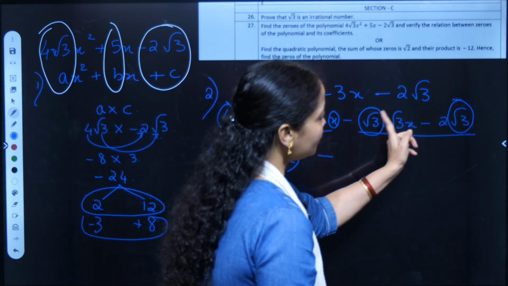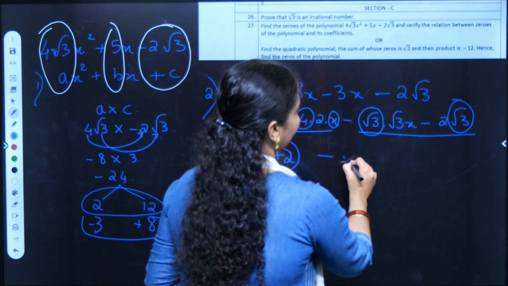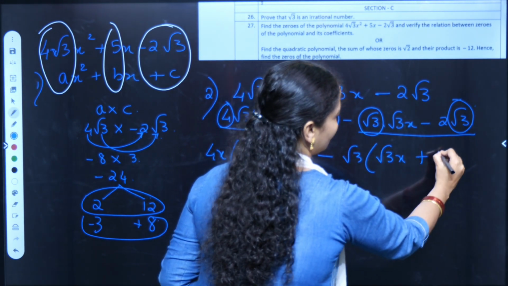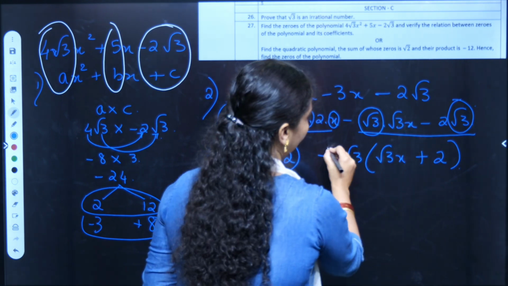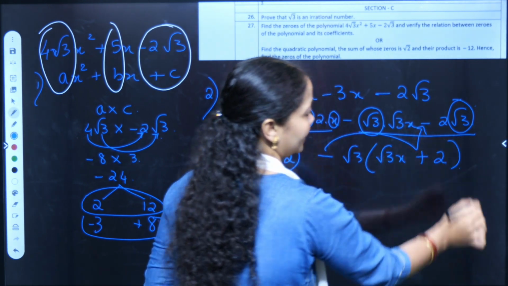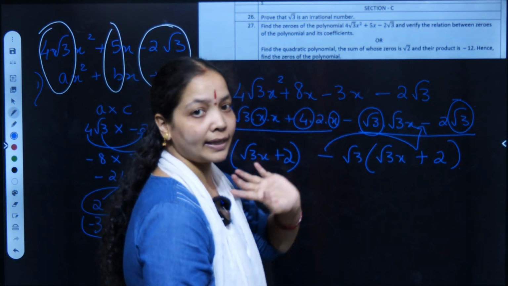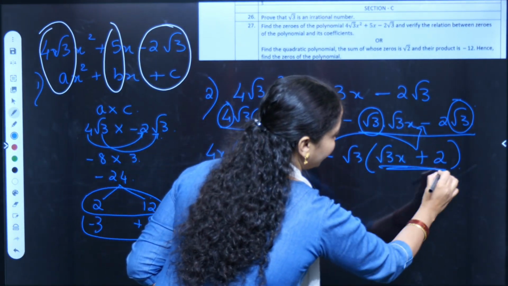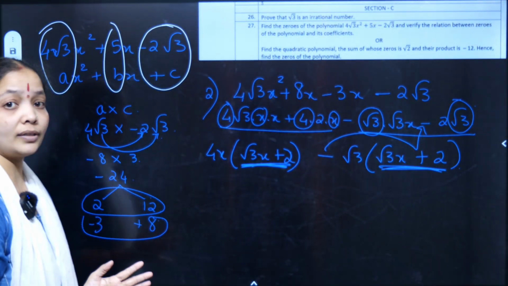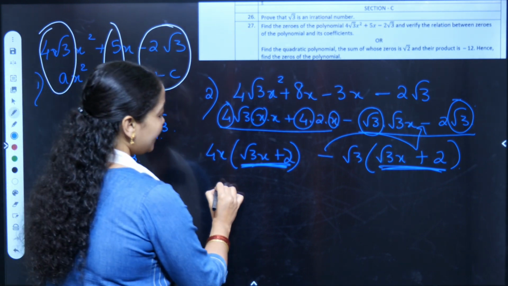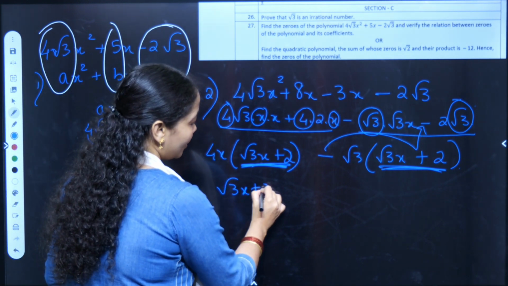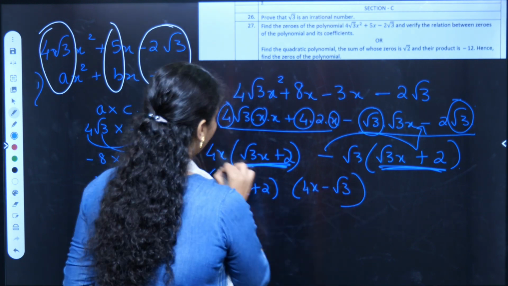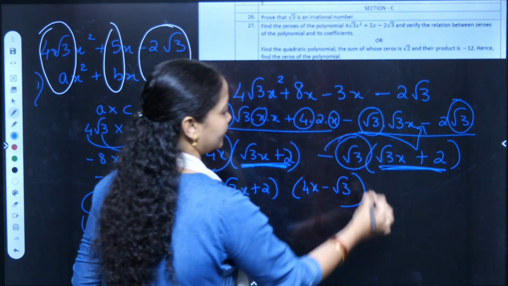And when I consider these two terms, I have root 3 common. When I take root 3, I am again left with root 3x plus 2. Why did I write a plus 2 here? Because minus into plus is negative, negative into positive is negative, which is exactly the same. Whatever you get in the first bracket, you have to get in the second bracket. That is the most important thing you have to understand. So when I take root 3x plus 2 common, I am left with 4x minus root 3. You can write this one and this one.